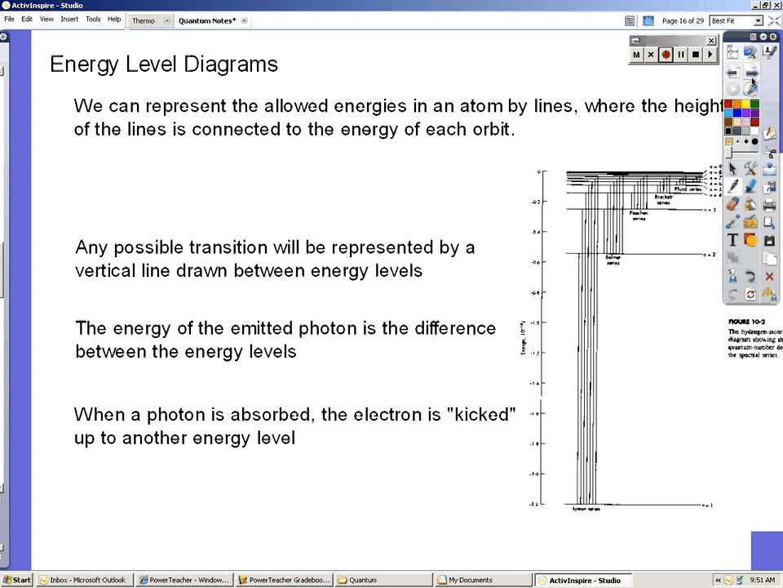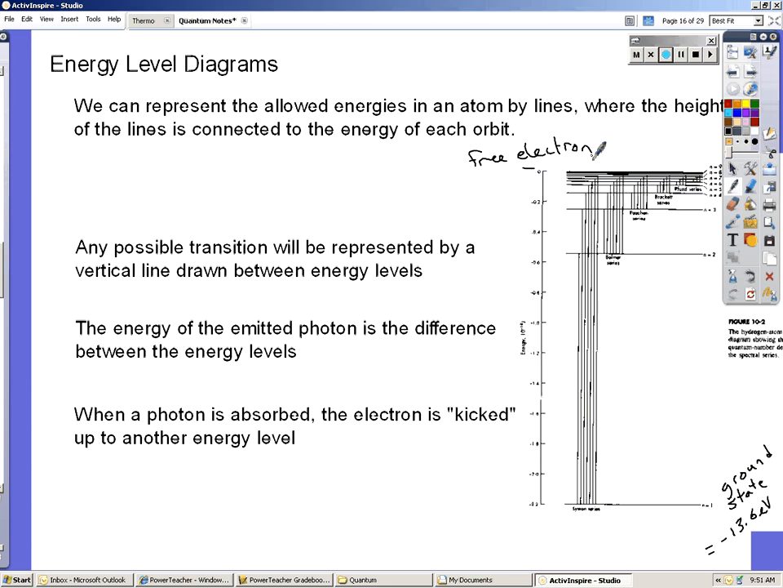In the case of hydrogen, we have an infinite number of energy levels, although only a few of them are important. You have the ground state, the lowest allowed energy. And the energy of the ground state is negative 13.6 electron volts. We say it's negative because that's compared to a free electron. An electron just floating out there in space by itself has an energy of 0. So this is a free electron up here at 0 energy.